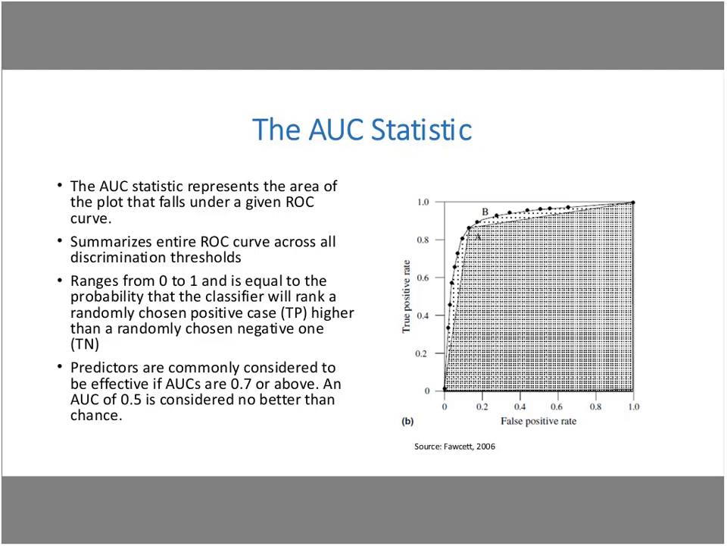Now, as far as what are common standards for good or bad AUCs, the most common one you see out there for an effective predictor is an AUC of 0.7. This is something I've seen in a number of places. It's the most commonly used benchmark. So that's something to shoot for potentially.